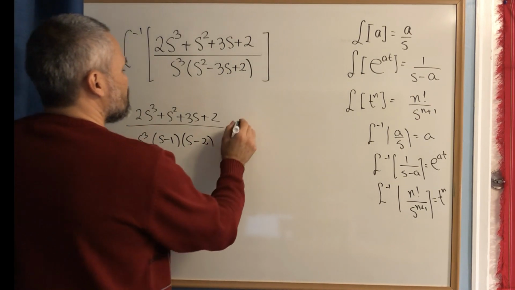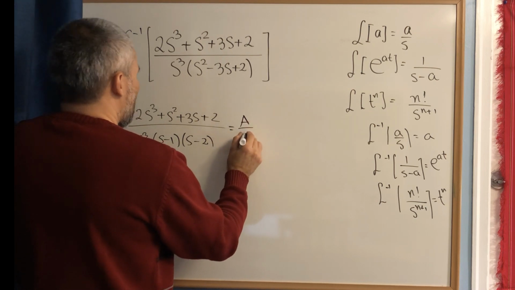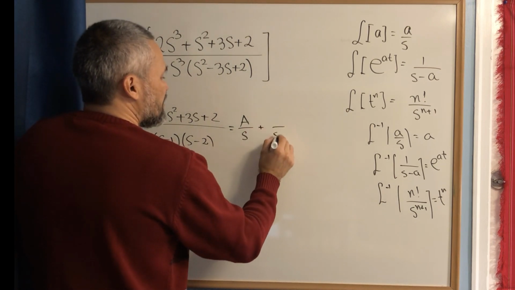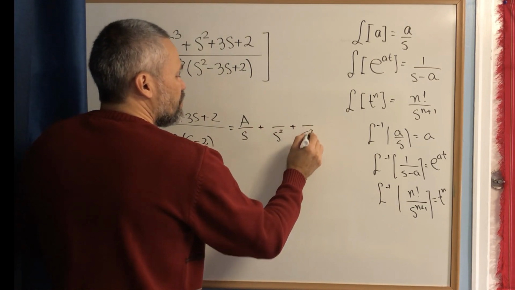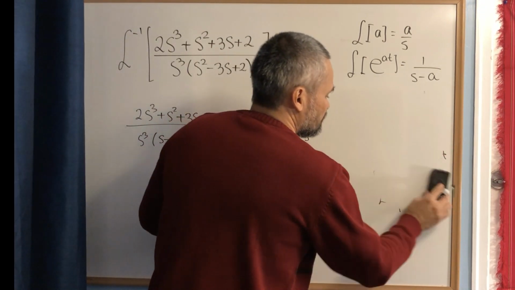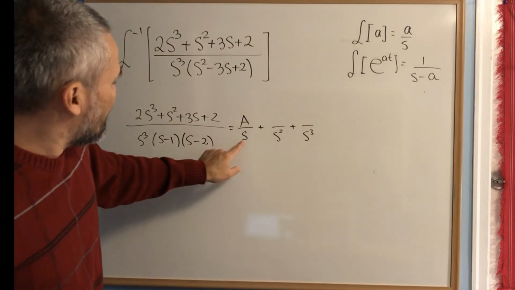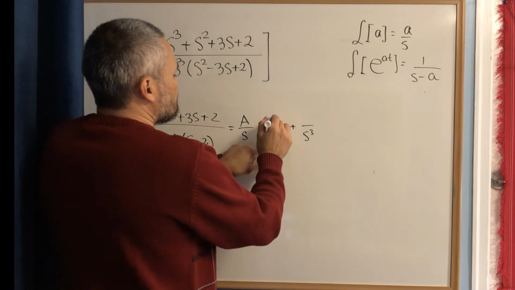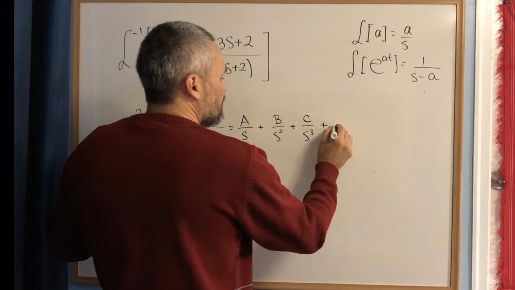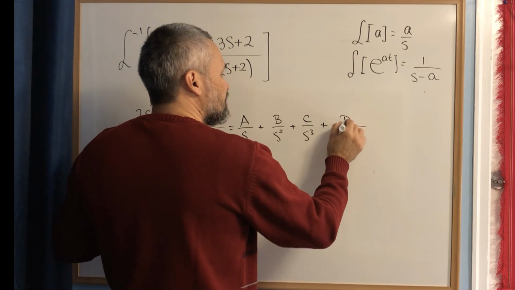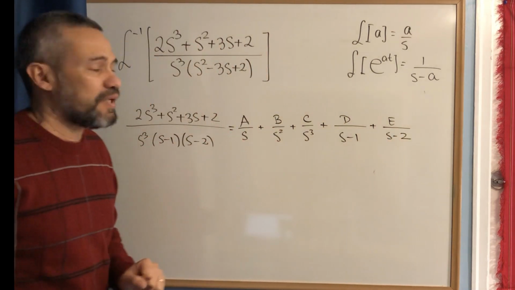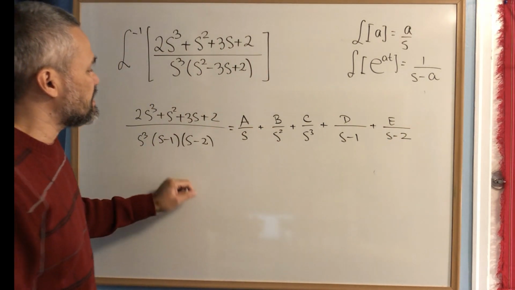Then by partial fractions we can write this as a over s. Notice that this one has multiplicity 3, so we have plus b over s squared plus c over s cubed. Then on top of a linear term, I have to just write a number, so d over s minus 1, and this is also linear, so plus e over s minus 2. Then we need to find a, b, c, d, and e.